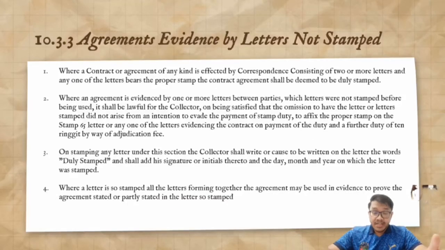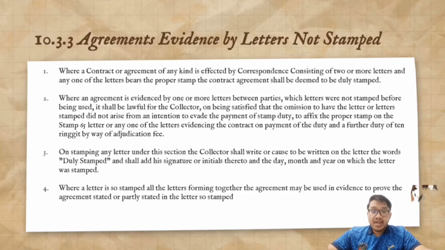The next one is agreement evidenced by letters not duly stamped, where section 55 mentions that, one, where a contract or agreement of any kind is effected by correspondence consisting of two or more letters, and any one of the letters bears the proper stamp, the contract or agreement shall be deemed to be duly stamped.